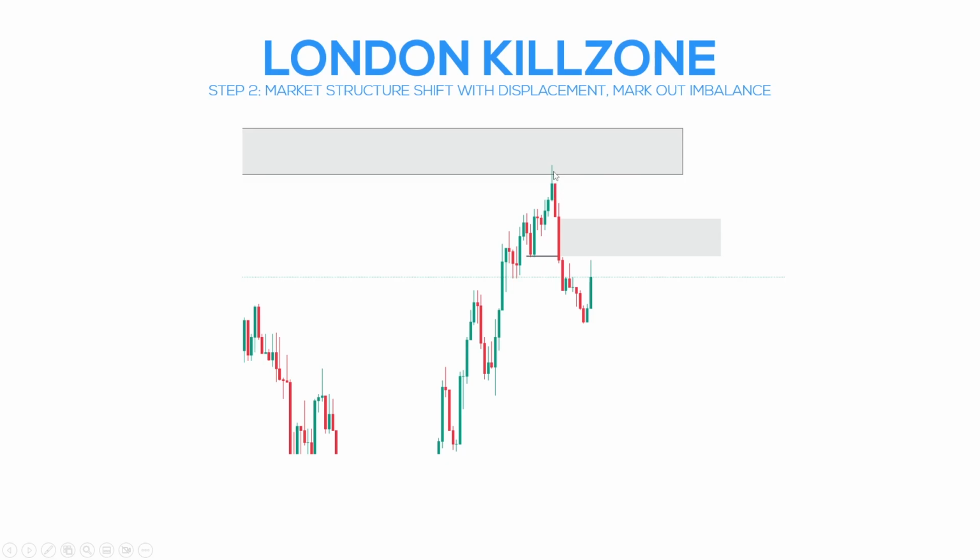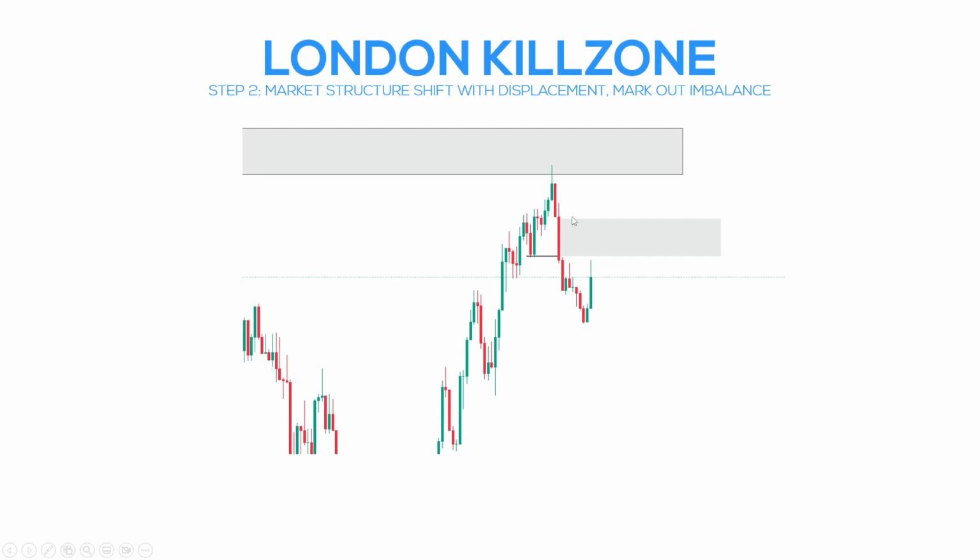The next thing we want to look for is a market structure shift with displacement and also giving us an imbalance to enter off. Here you can see we have price tap into our order block, also respect the order block, and we've also taken equal highs, meaning that we want to short the market because once price takes out one side of liquidity, price wants to go out and take the other side. That's why the strategy is so effective.